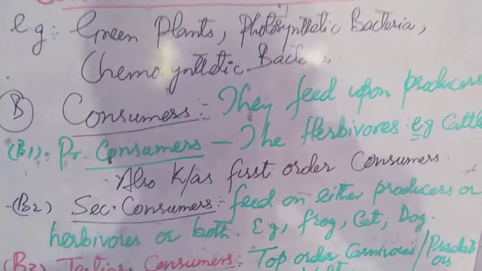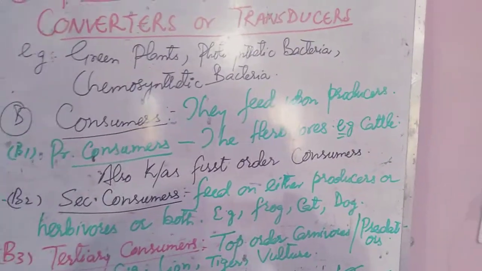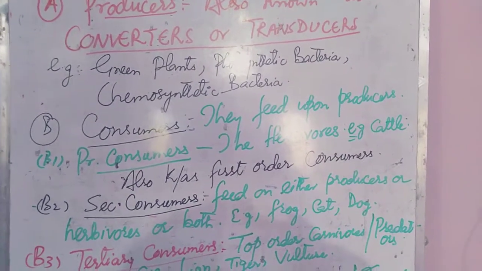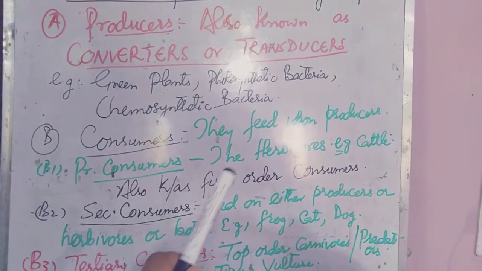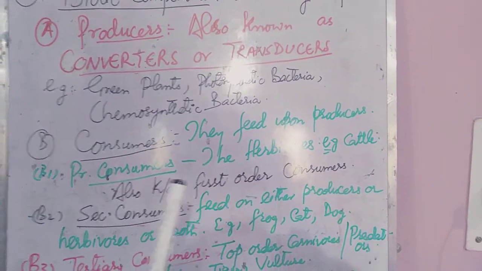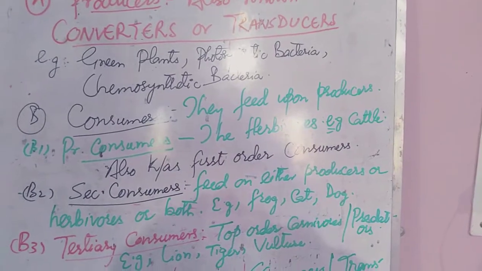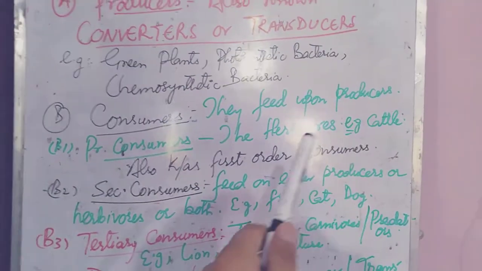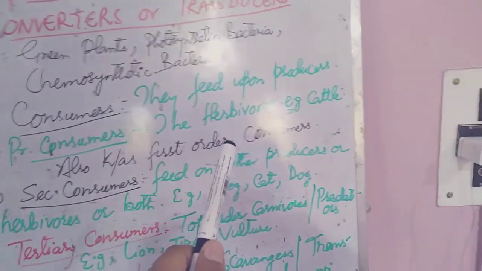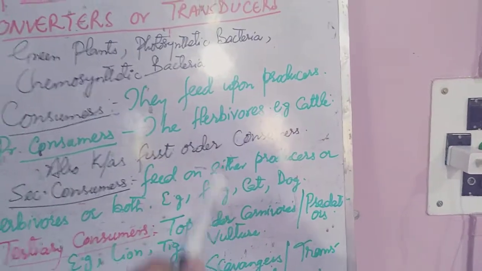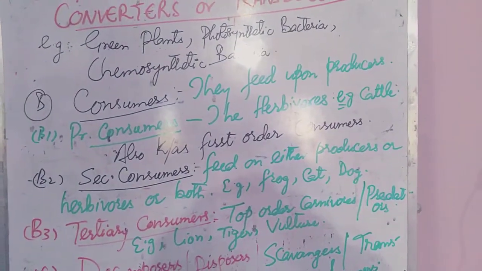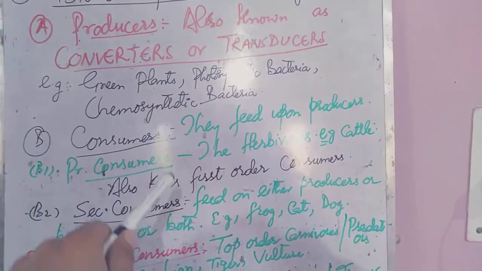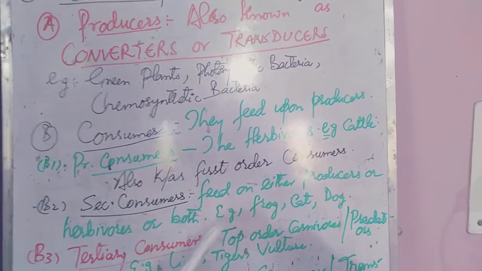Then there are consumers. The consumers feed upon the producers. So the producers produce the food, but the consumers do not produce the food. They are heterotrophic. They feed upon these producers. The consumers are of following types. The primary consumers. The consumers which directly feed upon the plants, such as cattle for example, are known as the primary consumers. The other name for the primary consumers is the herbivores. The primary consumers are also known as the first order consumers because they directly feed upon the producers.